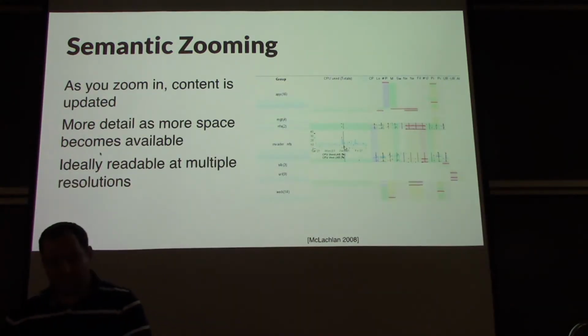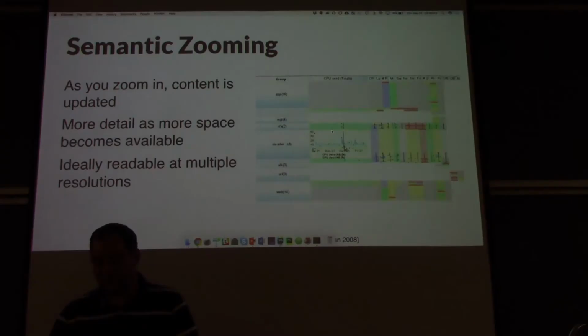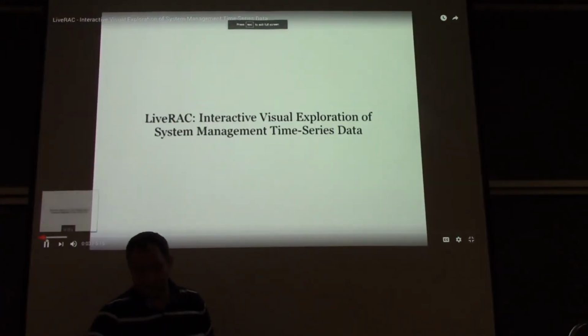Okay, in visualization we can use this to, for example, reveal more information about an item in a cell if we have more space. And so here's an example of that. LiveRack, interactive visual exploration of system management time series data.